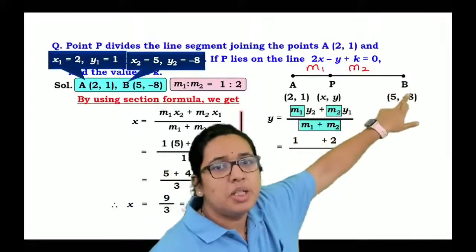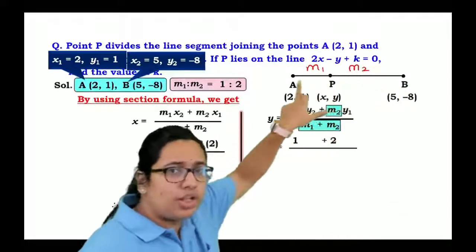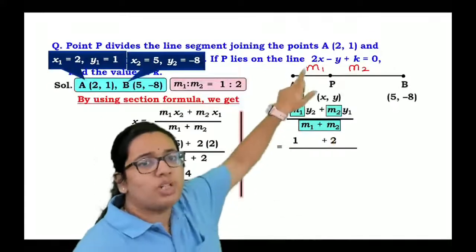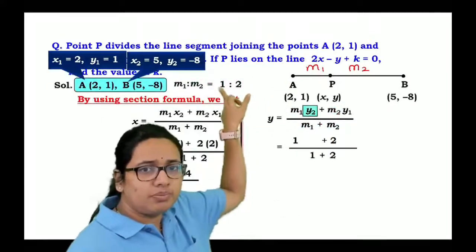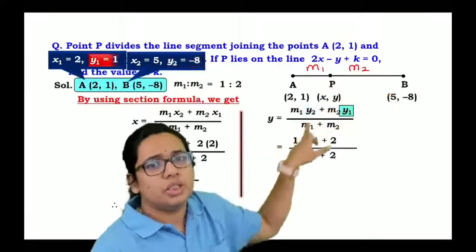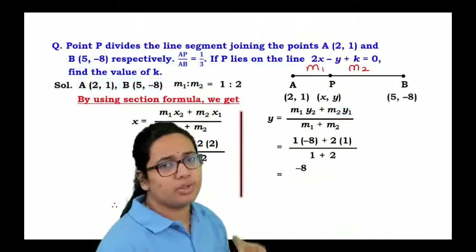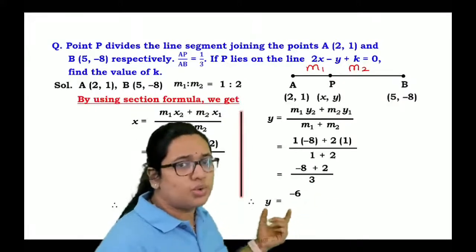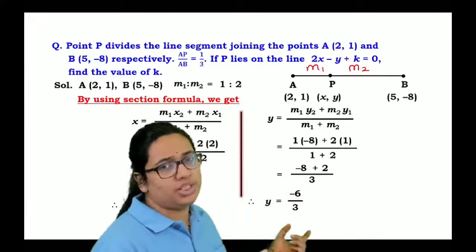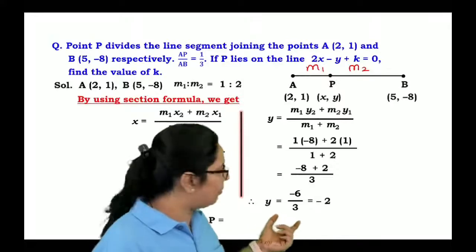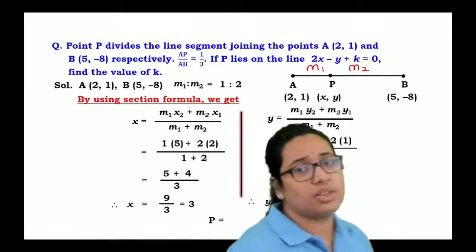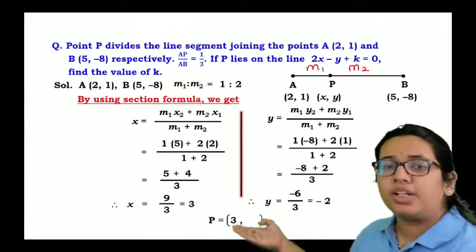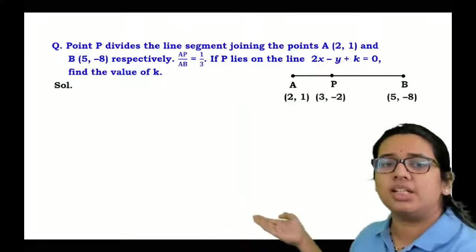Now the second thing: by m1 again, what will you do? m1 into the coordinates of B plus m2 into the coordinates of A, divided by m1 plus m2. But the value of m1 was given to you as 1. So 1 into this plus 2 into this, divided by 1 plus 2, which is nothing but minus 8 plus 2 upon 3. So y will be minus 6 upon 3, hence the value of y, which is nothing but the y coordinate, will be minus 2.